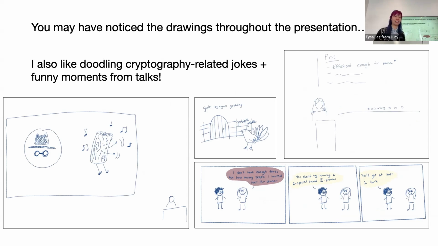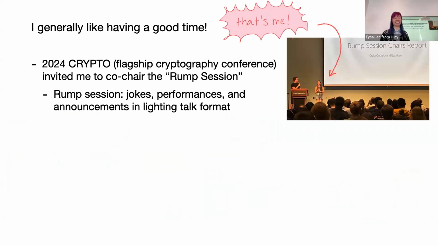I will confess that I do like drawing, and I do like doodling fun little crypto related jokes, funny moments from talks. Like we have the discrete logarithm, and then for the cryptographers, gate by gate gobbling. And then for the very niche cryptographers, a comic about needing forks for a dinner party and having to run a 2 special sound sigma protocol to get a fork. I don't know how many papers that requires you to read to get it.